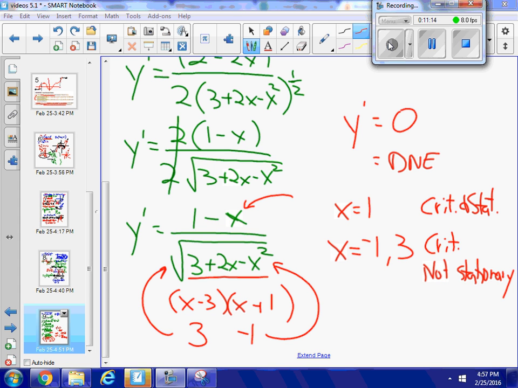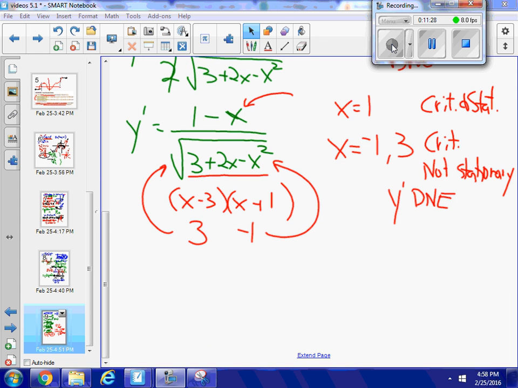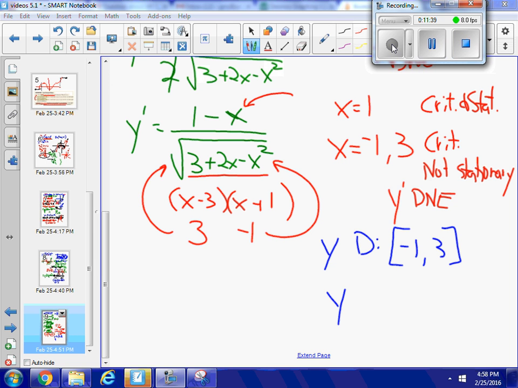Because the denominator equals 0, the derivative y prime does not exist. It is undefined. So if you recall, the domain of my function, the domain of y, was negative 1, 3 inclusive. But my domain of y prime is just negative 1, 3 not inclusive. So this is the domain of the derivative.